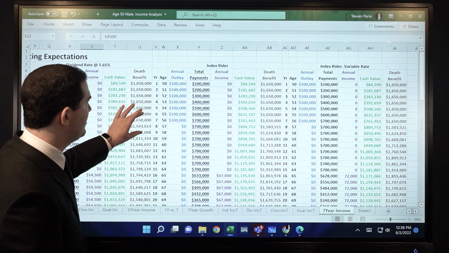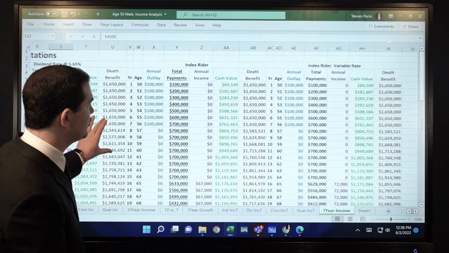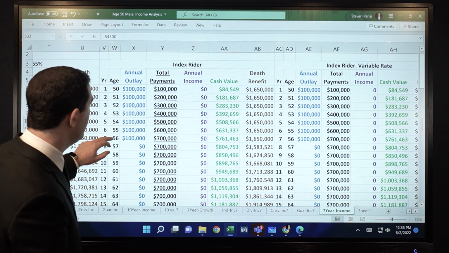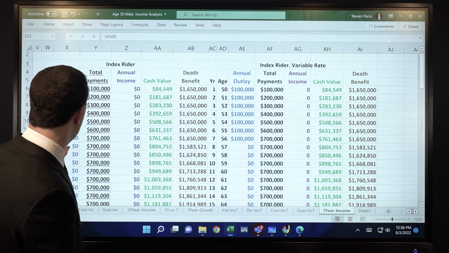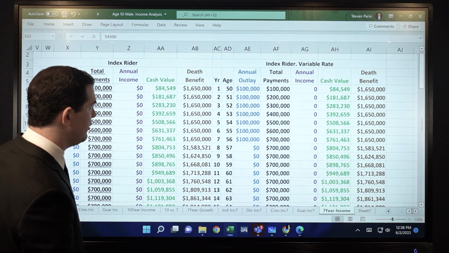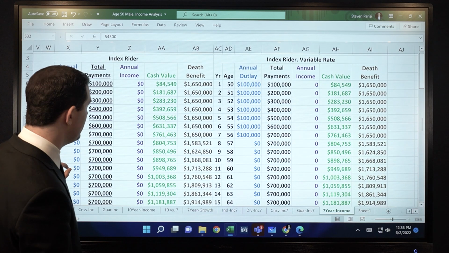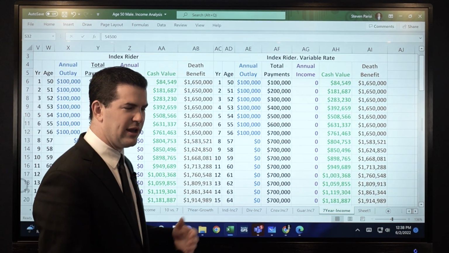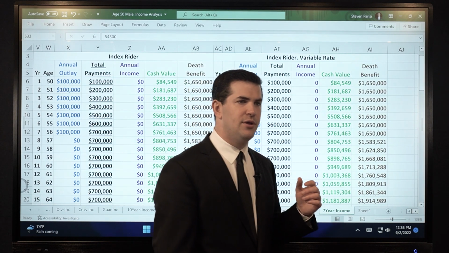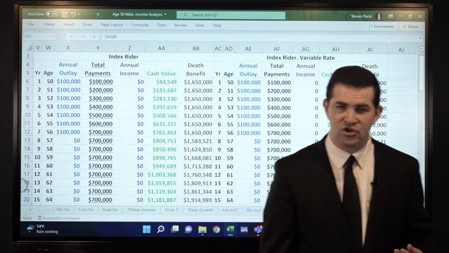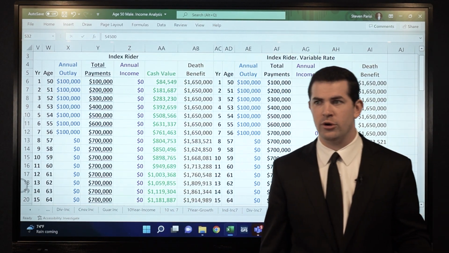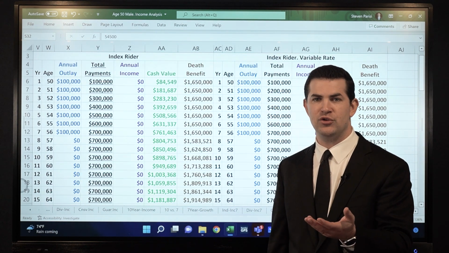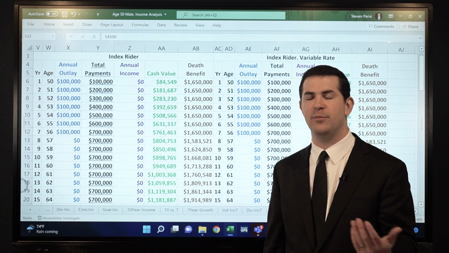So here is the same thing, indexed rider, but the variable rate, and we can do this with the dividend rate as well. But what I would caution many people with, when you're looking at life insurance projections and looking at income in retirement, is if a variable rate is shown, make sure that we're requesting a higher variable loan interest rate, and not by 0.5%.